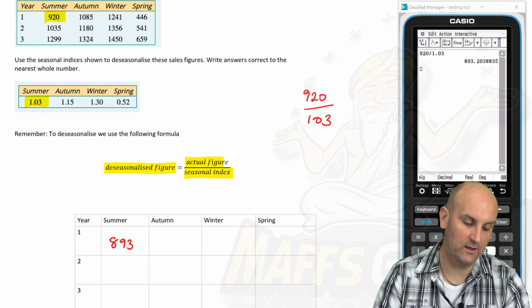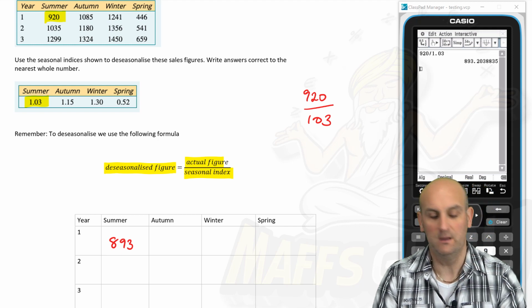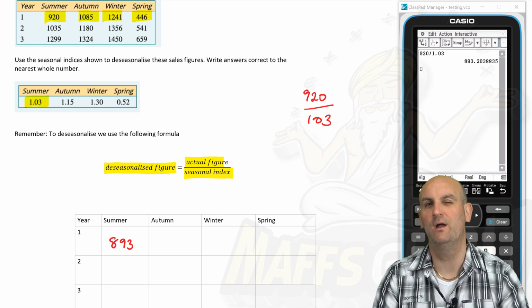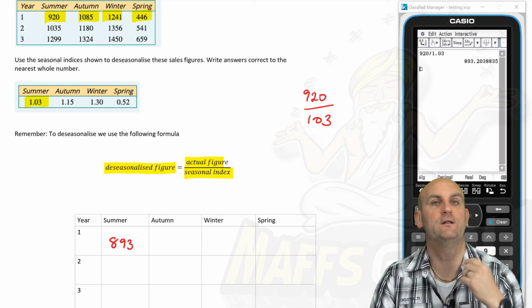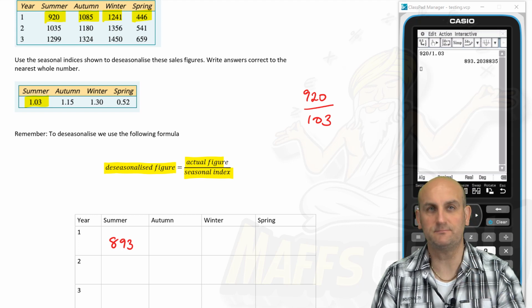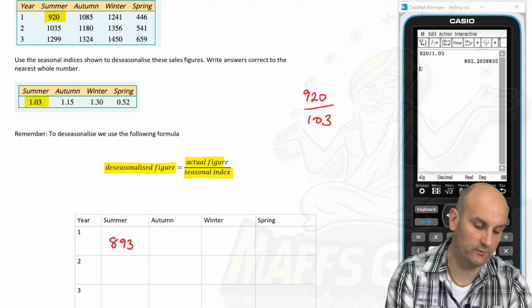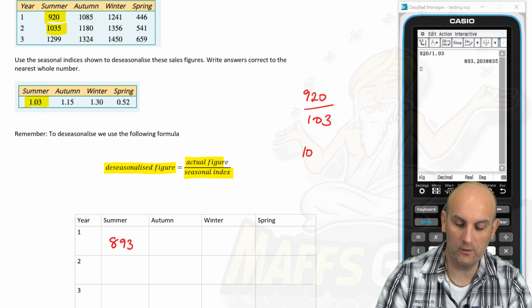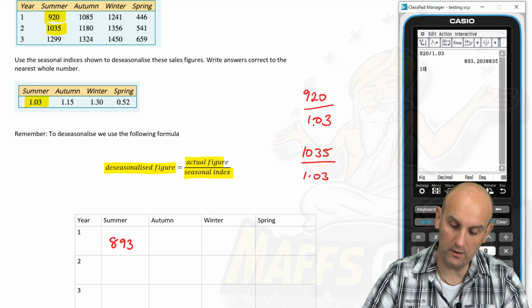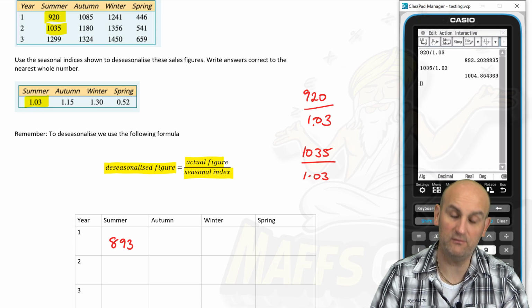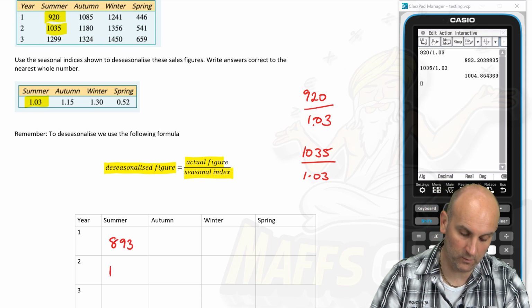Well, we could work across my table and do autumn, winter, and spring. But my advice is, you may get confused. You may end up putting the wrong seasonal index in. So what I'm going to suggest doing is actually doing all the summer values first. The next one would be 1035. So 1035 divided by 1.03, and hit enter gives me, to the nearest whole number, 1005.